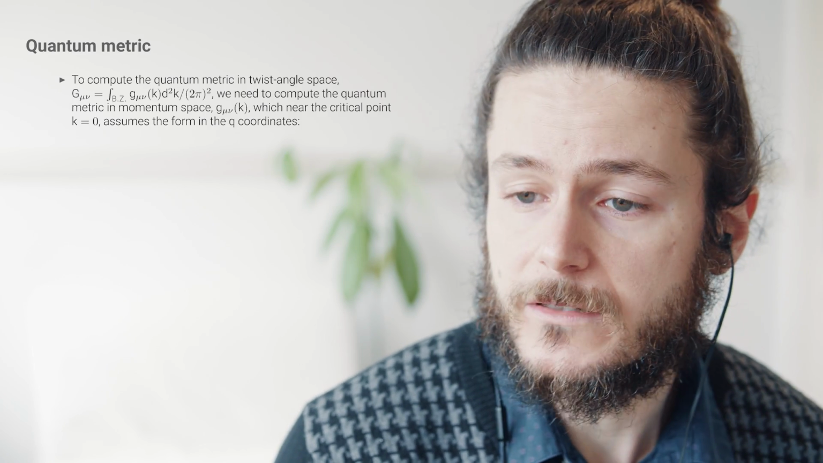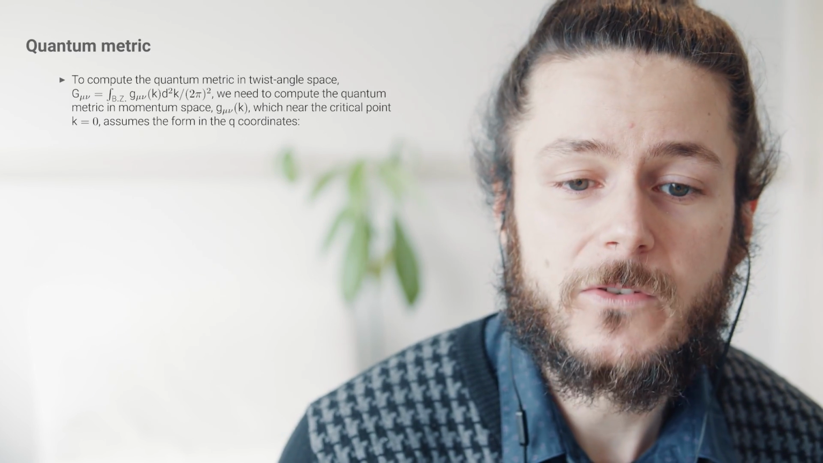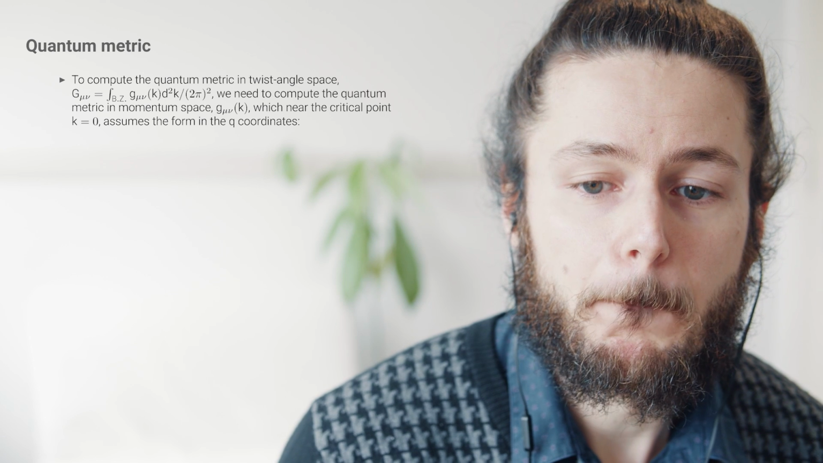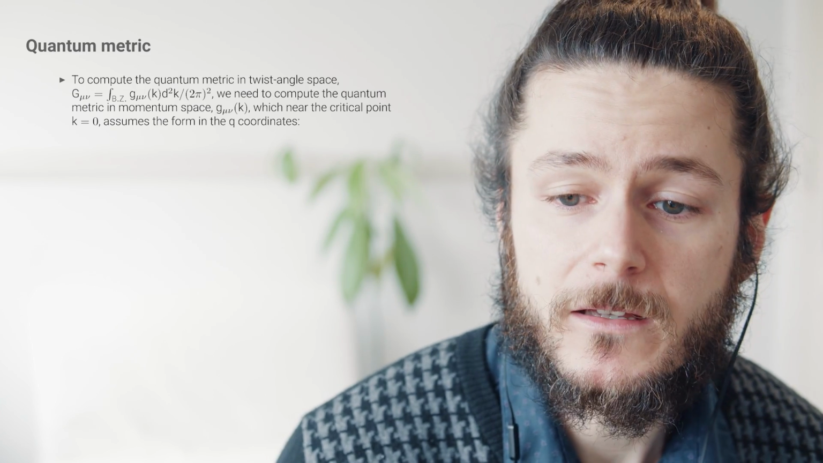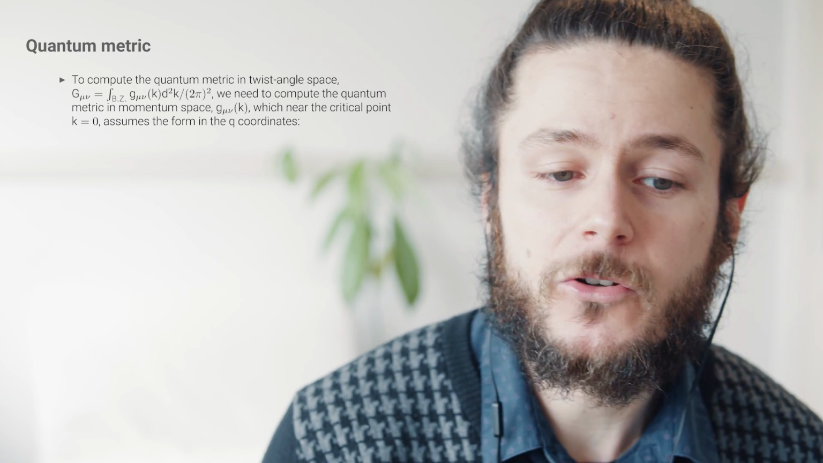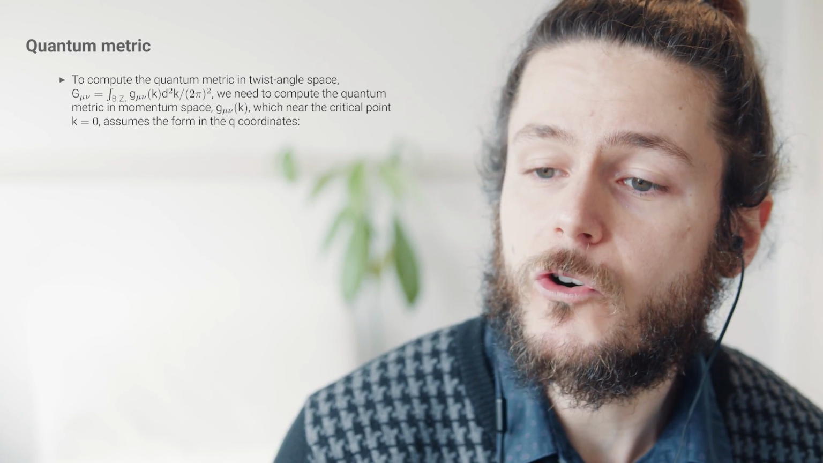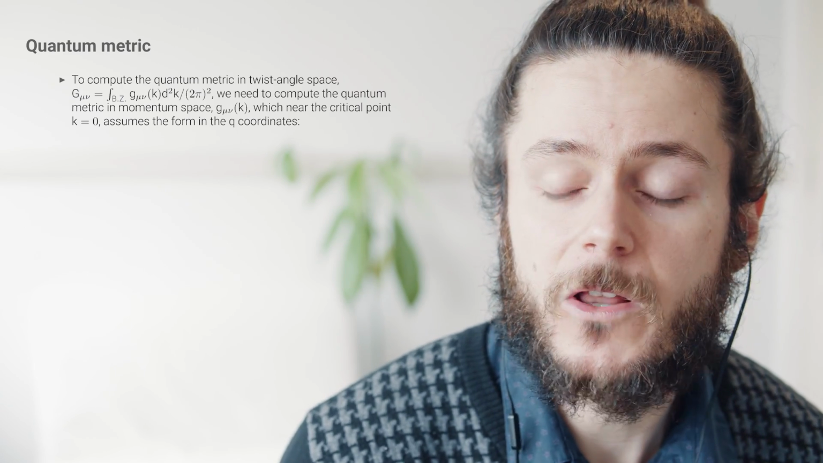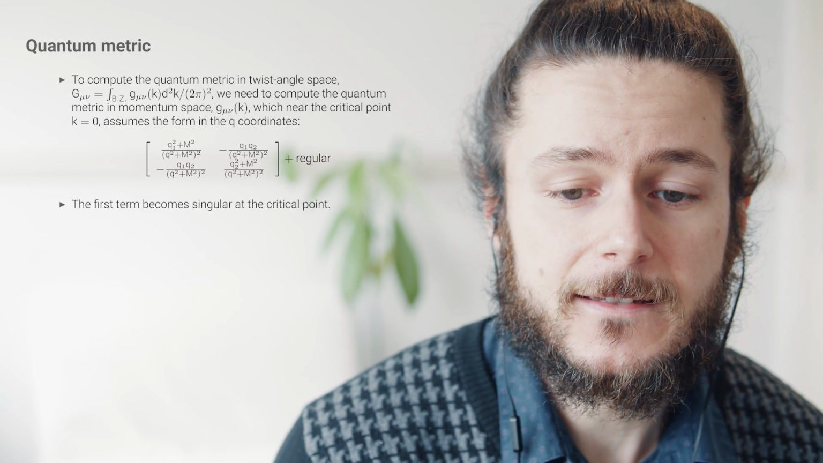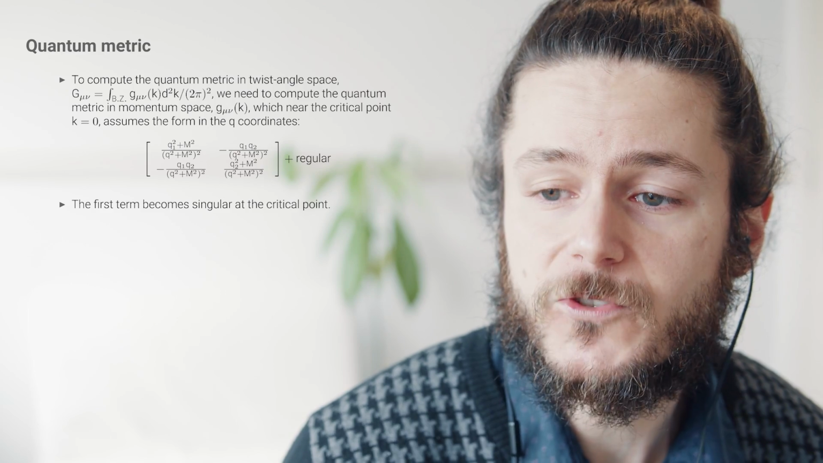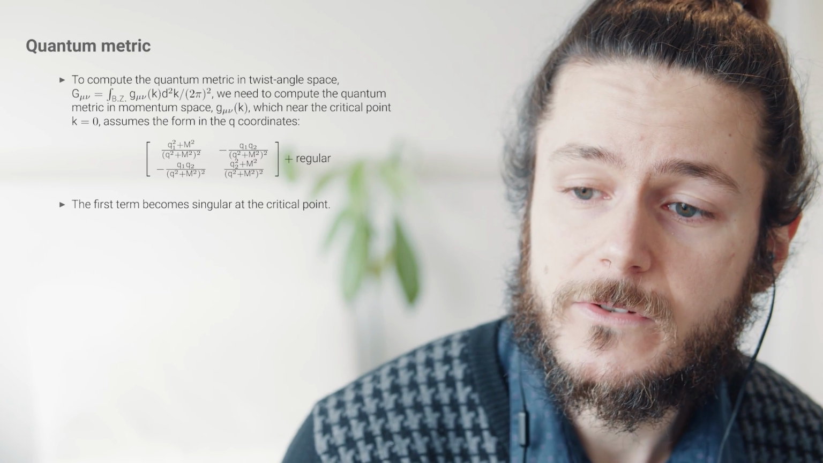Let us compute the quantum metric, or at least try to do so. To compute the quantum metric in twist angle space, I need to compute the following integral. But for that, I need an expression of g mu of k. And I can do this in a neighborhood of the critical point k equals to 0, which in the q coordinates, the new momenta coordinates, assumes the following form, plus something which is regular, in the sense that the first term, as I approach the critical point q equals to 0 and m goes to 0, goes singular.